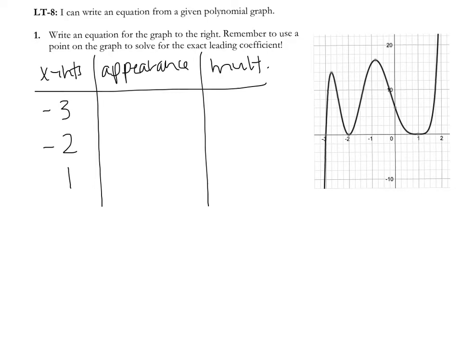And then I'm going to sketch myself a quick little picture of what the graph looks like near the x-intercepts. Near x equals -3, if you notice, it's passing straight through. Near x equals -2, it's touching and turning back around. And the same thing is happening at x equals 1. We're touching and turning back around.